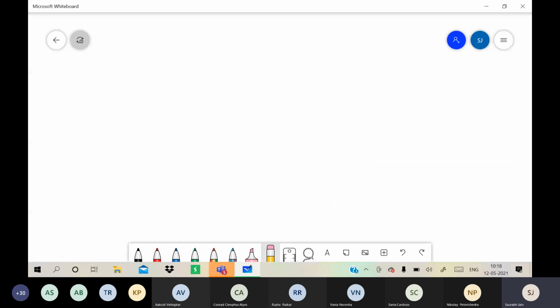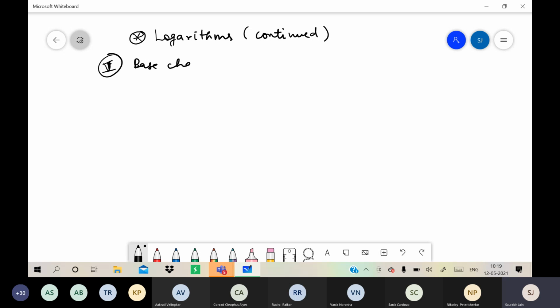Okay, so in the previous class, we have completed 4 properties of this topic, logarithms. We'll continue with this. Fifth one. This is called base changing theorem. Okay, next one is base changing theorem.